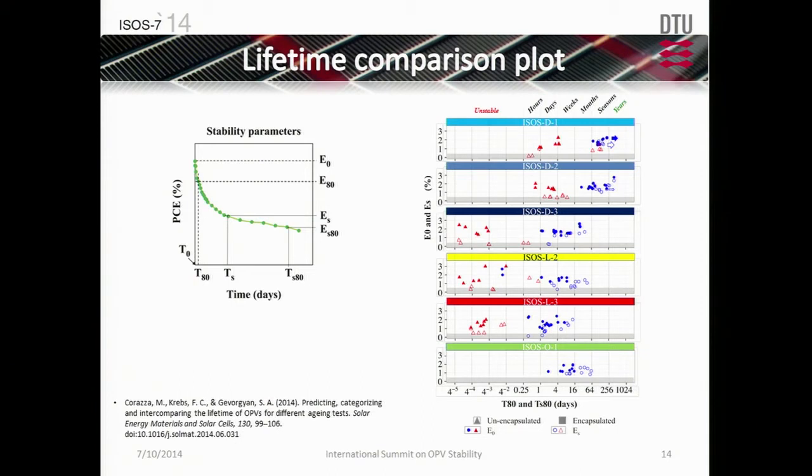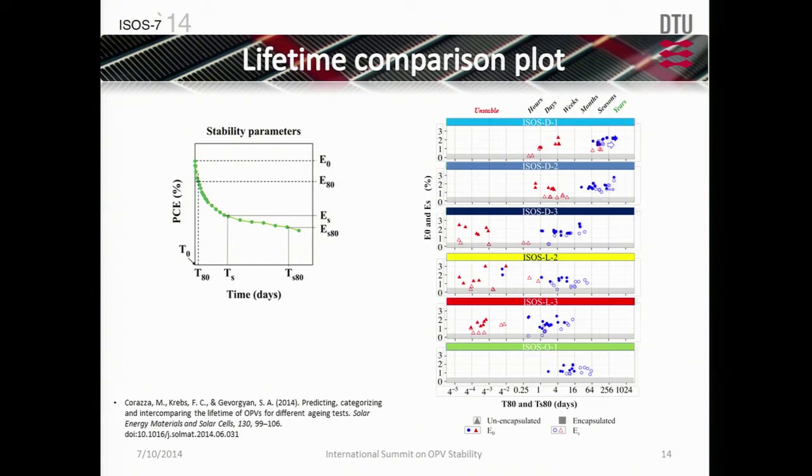So when we look at, for example, ISOS D3, L2, L3, we see that the unencapsulated ones fall in a region that I call unstable, which is basically less than hours. And therefore, we consider these tests harsh tests. They kill your device very fast. While if you look at those at D1 and D2 ISOS tests, they are more stable and they go from hours to even weeks.